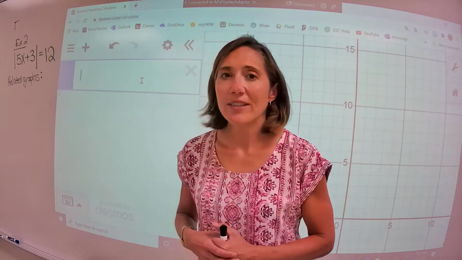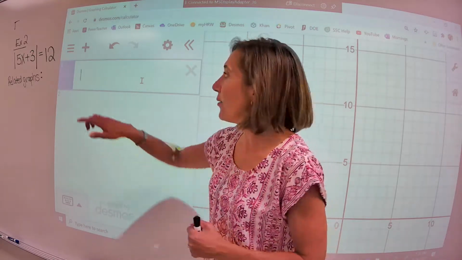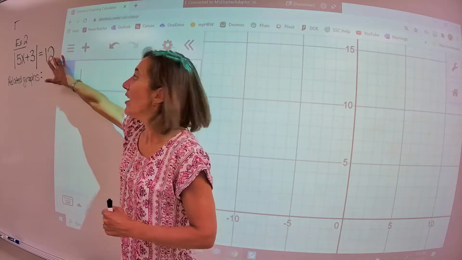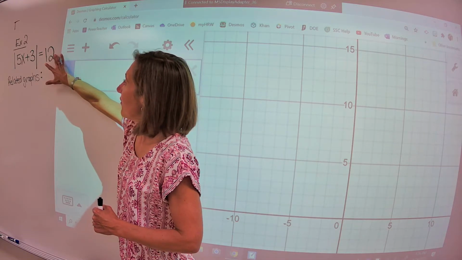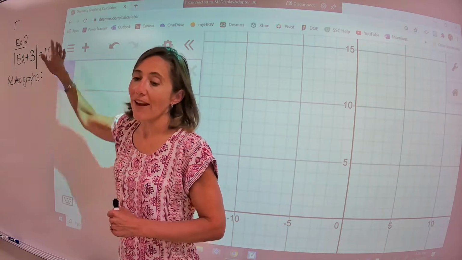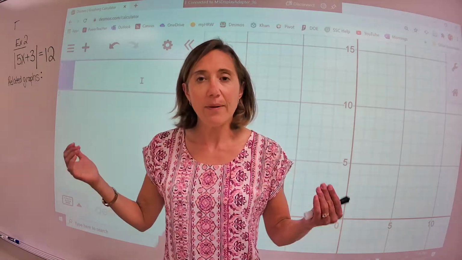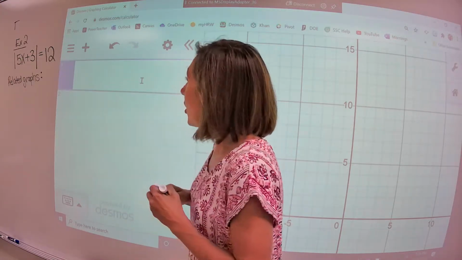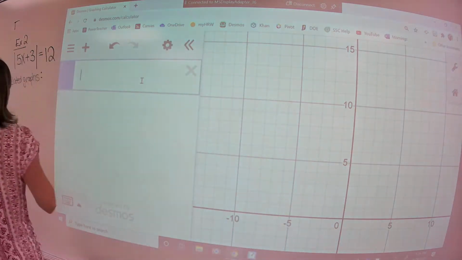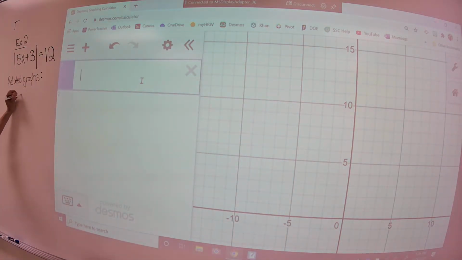Okay, so here is our second example that we looked at yesterday that we are going to verify graphically today. So we have the absolute value of 5x plus 3 equals 12. And I know we already know what the solutions are algebraically. We just want to verify them with the picture and see if it matches. So we could graph y equals the absolute value of 5x plus 3. And we want to know when that comes out to be a 12.